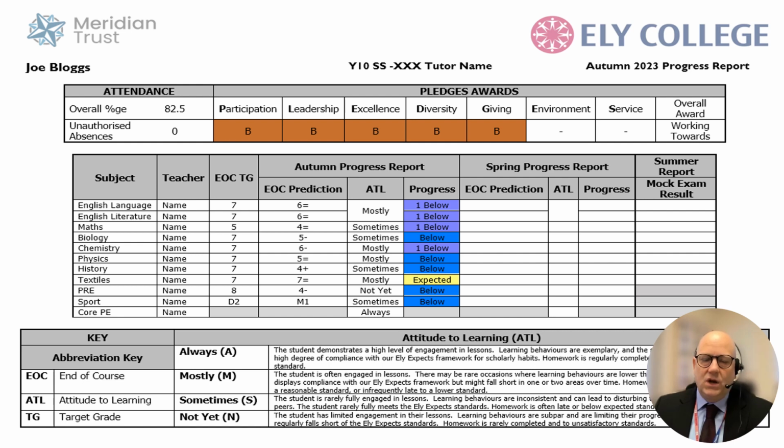Now, clearly, where you've got issues with more than one subject and you're looking at 2, 3, 4, 5 subjects that are underperforming, this really wouldn't be news to you as a parent, because this is something that the houses and the senior tutors will have communicated with you in advance of getting this report.